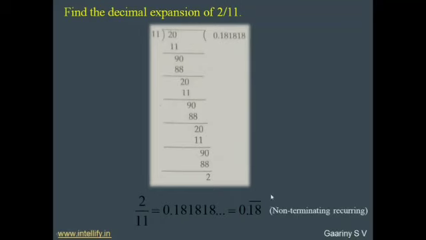So we can simply say that 18 can be replaced with a bar. These digits can be replaced with a bar. It means that the number gets repeated. Here you can see that the number is repeated and it is non-terminating. So non-terminating recurring is one type of decimal number.